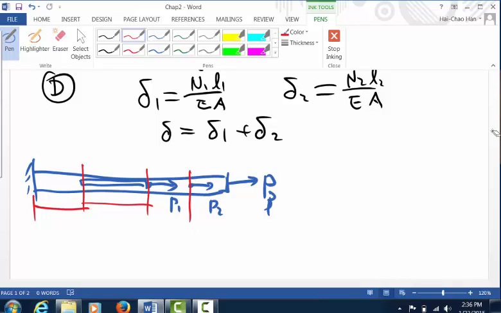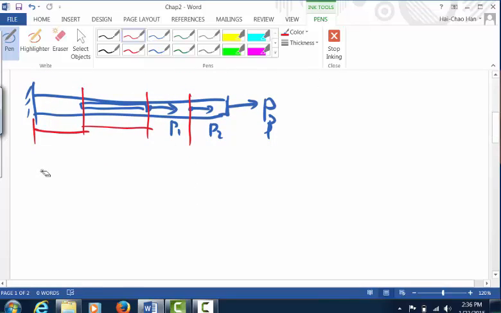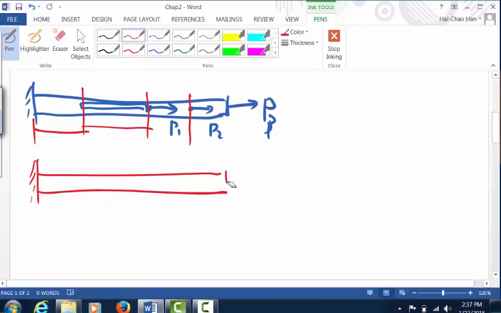Okay, now go back to this one. Let me just make it easier. I'll redraw the one we just did. So if we have this uniform bar here, oh, I'm drawing better. So P1 here, and then you have P2 here. Okay, same problem as before.